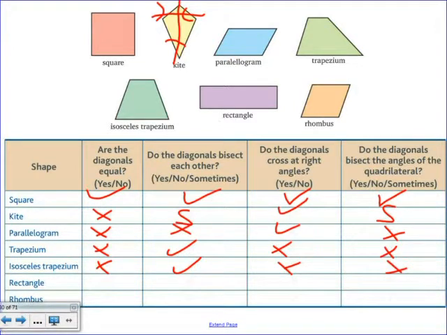So, rectangle. Are the diagonals equal? Yes. Do the diagonals bisect each other? Yes. Do the diagonals cross at right angles? No. And do the diagonals bisect the angles? No. Finally, anyone got a rhombus? Nobody's got the rhombus. I'll do the rhombus.